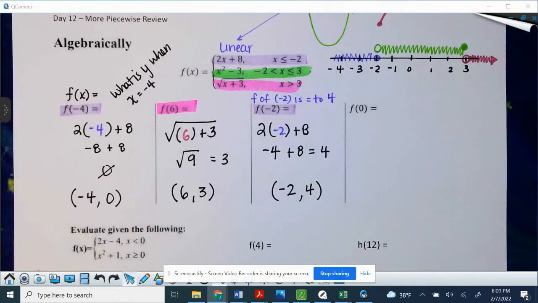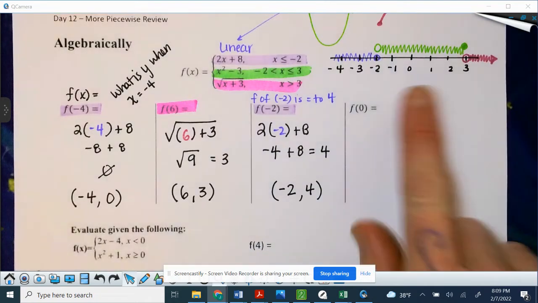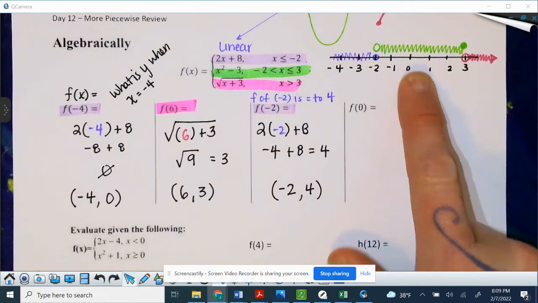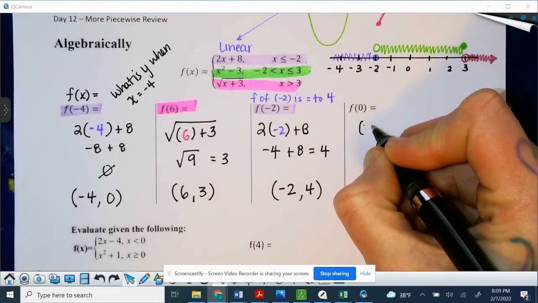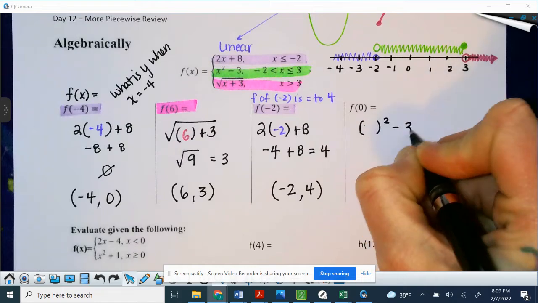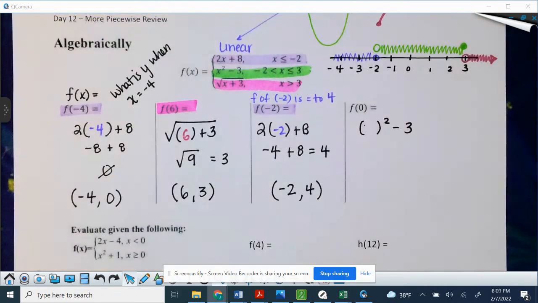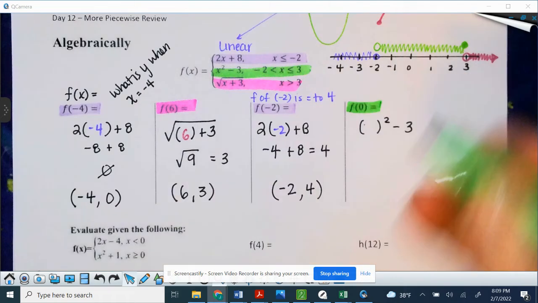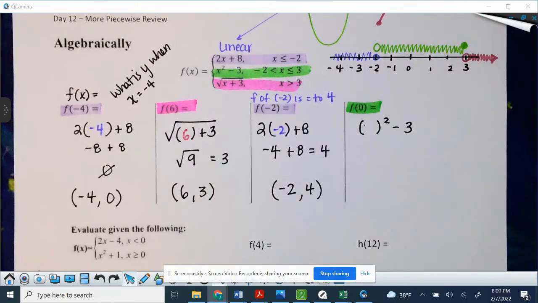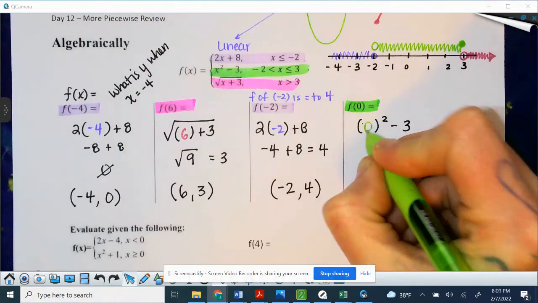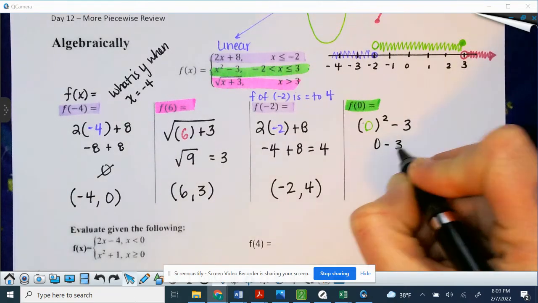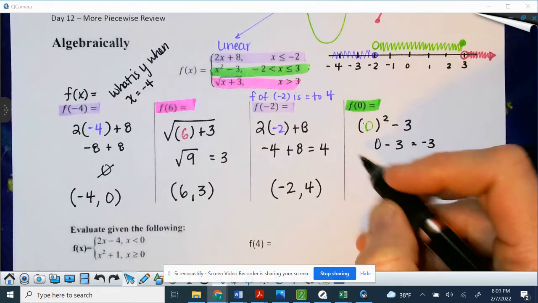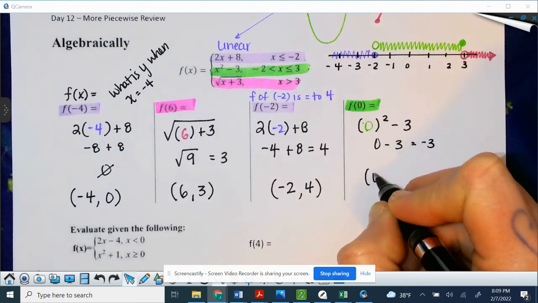And then last but not least, f of 0. So that does fall, and you can see it up here real easy in the green function. So we're going to take our green one, so that's that quadratic. So x squared minus 3. And they want us to find out f of 0. We're using our green function. So we're going to plug in that 0 in the place of x. And 0 squared is 0. 0 minus 3 does give us a negative 3. So that means that when x is 0, y is going to be a negative 3.